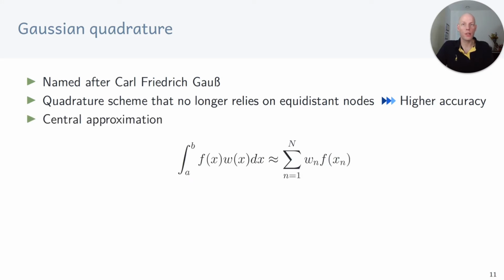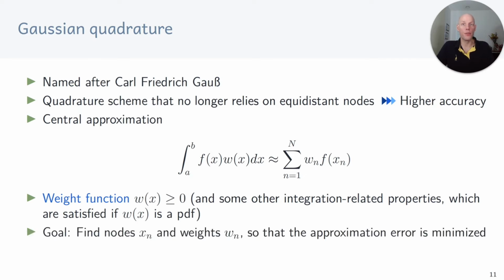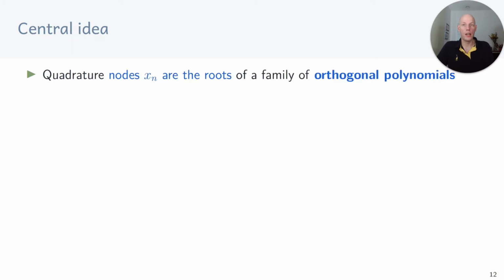We're interested in computing the integral of a function f times a non-negative weight function w, and this integral will again be approximated using a weighted sum of function values at some nodes x_n. The goal of Gaussian quadrature is to find nodes and weights so that the approximation error is minimized. We achieve this by approximating f using a family of orthogonal polynomials. The nodes x_n are then the roots of these polynomials, which also means they are no longer equidistant.